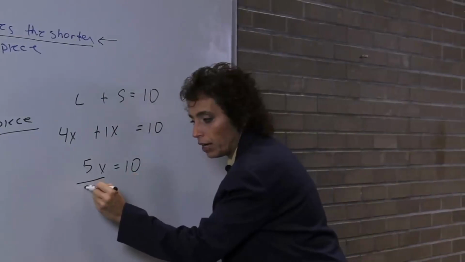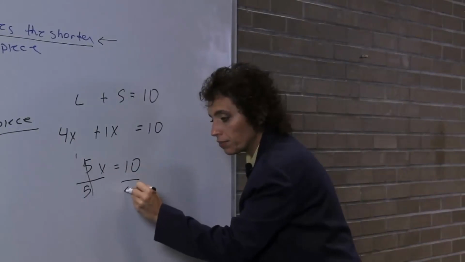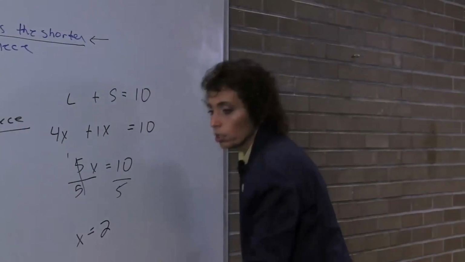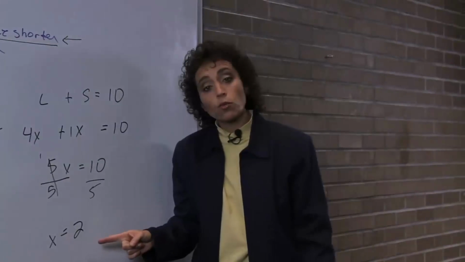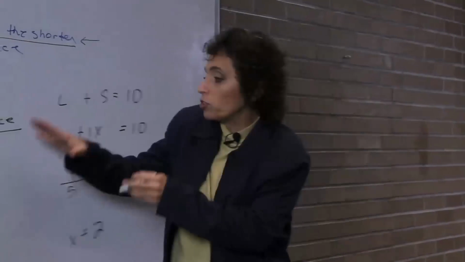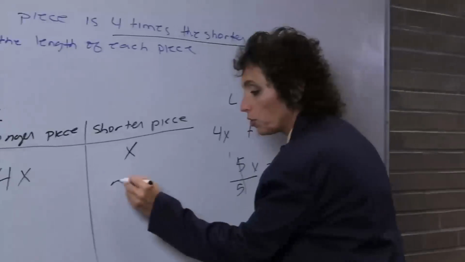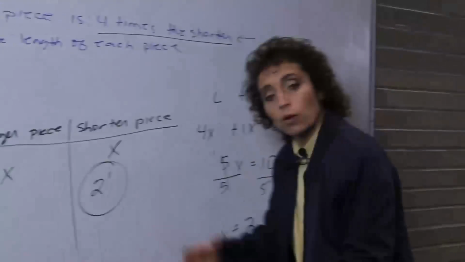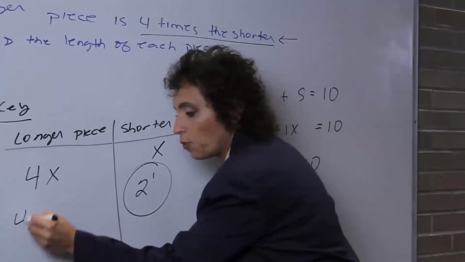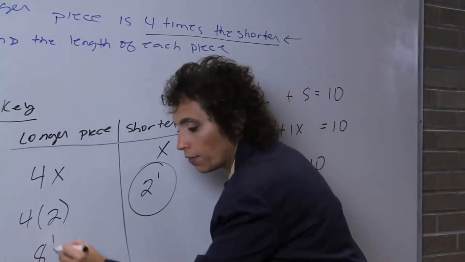Now I divide by 5. You should be getting really good at this part. x equals 2. So now, what is x? Don't just say 2. It's 2, but it's the shorter piece. So the shorter piece is 2 feet. And what's the longer piece? Yes, 4x, but what is it really? It's 4 times 2, or 8 feet.